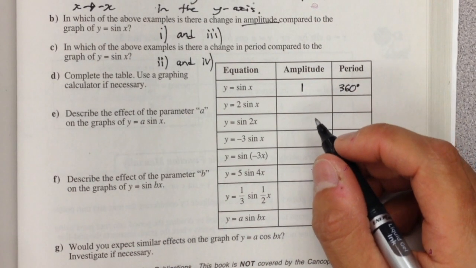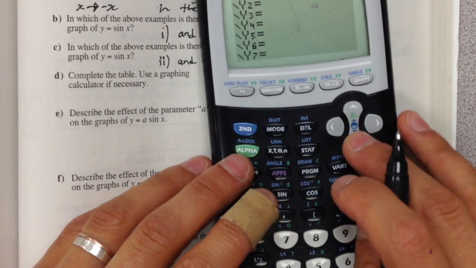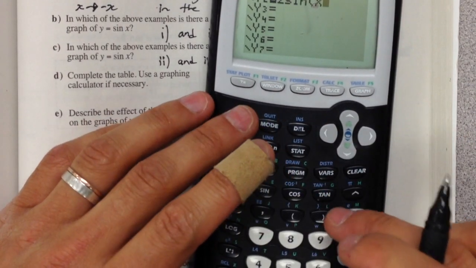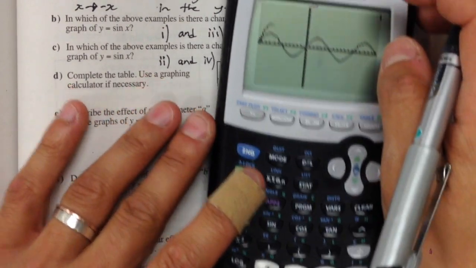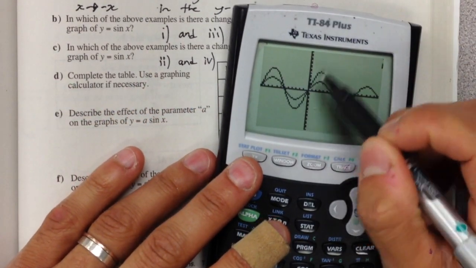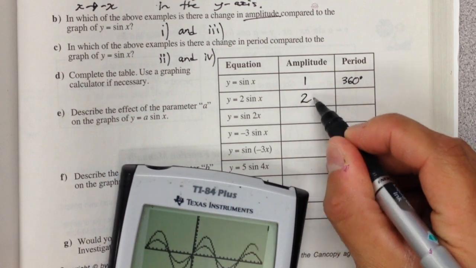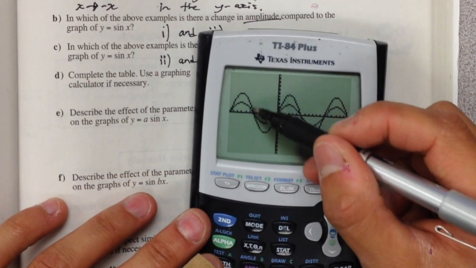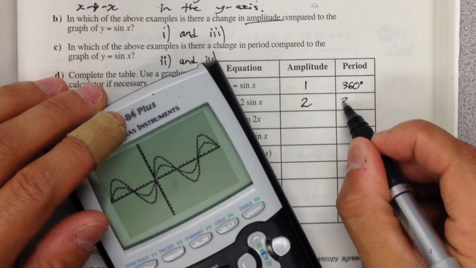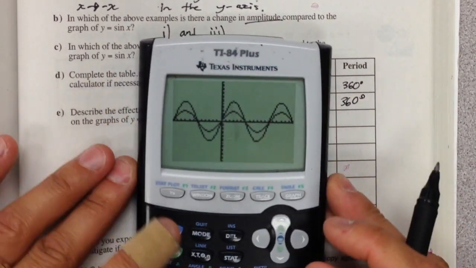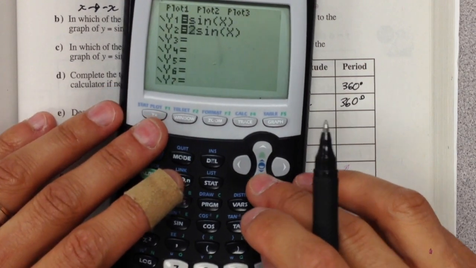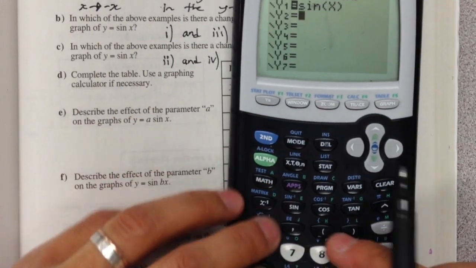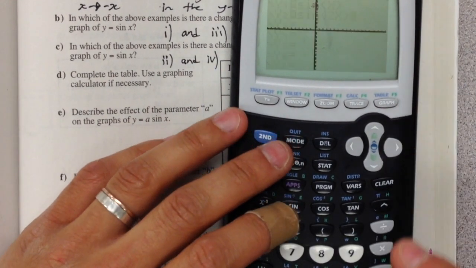If I look at my graph 2 sine x, we've doubled my amplitude, so this would have an amplitude of 2, and it's following the same period, so that's 360 degrees. And so let me delete that one. But let's look at this next one, sine 2 of x, and let's graph that.